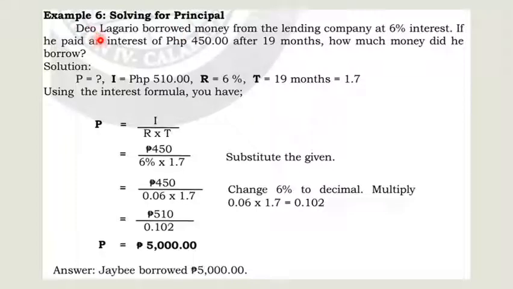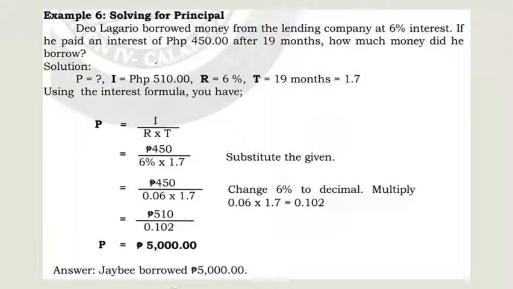Then, example number 6. Deo Lagario borrowed money from a lending company at 6% interest. So, nanghiram si Deo Lagario ng pera sa isang company, 6% interest yon ang tubo. If he paid an interest of 450 pesos after 19 months, how much money did he borrow? So, ang nawawala dito is yung principal, yung magkano yung original na hiniram niya. Tapos, yung interest daw nung hiniram na to is 450 pesos.